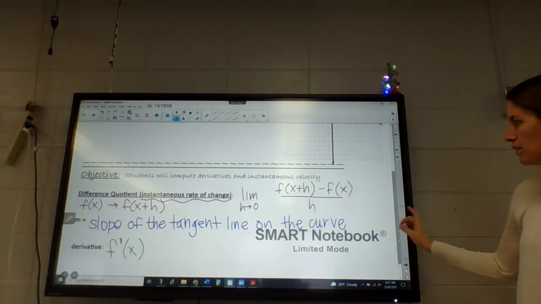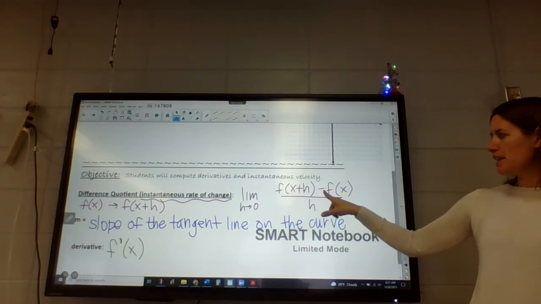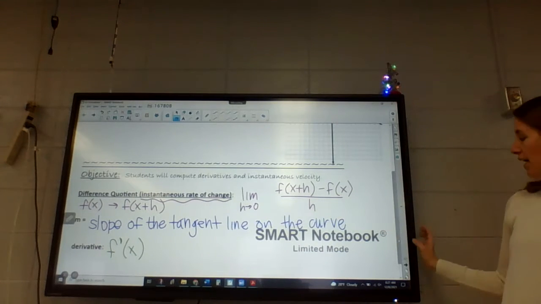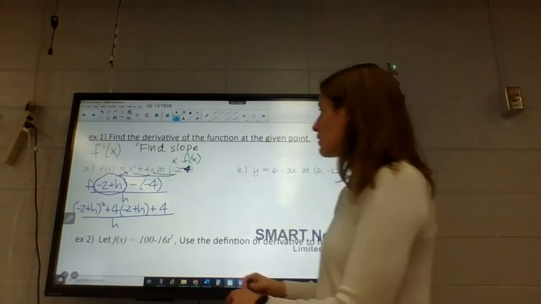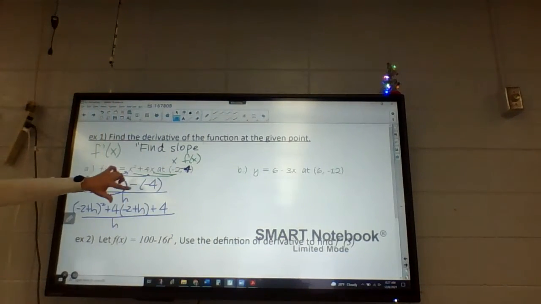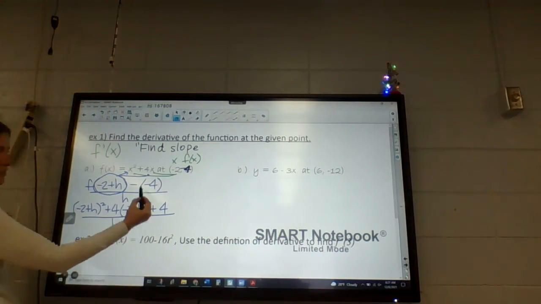So we have to do f of x plus h and then minus f of x, and the f of x is negative 4, right? So we have to include that, so the plus 4 comes from there.